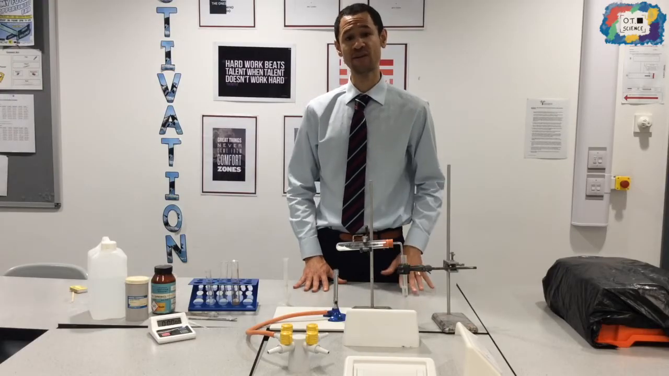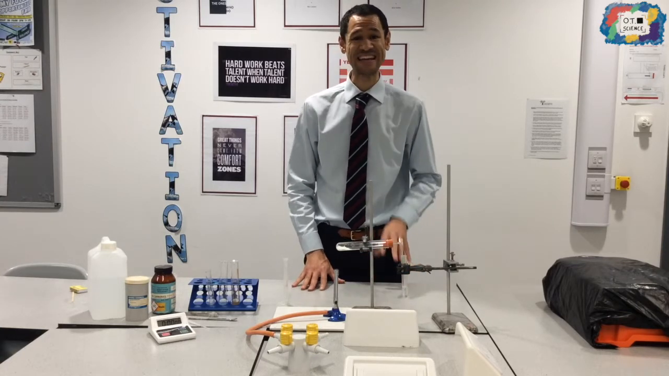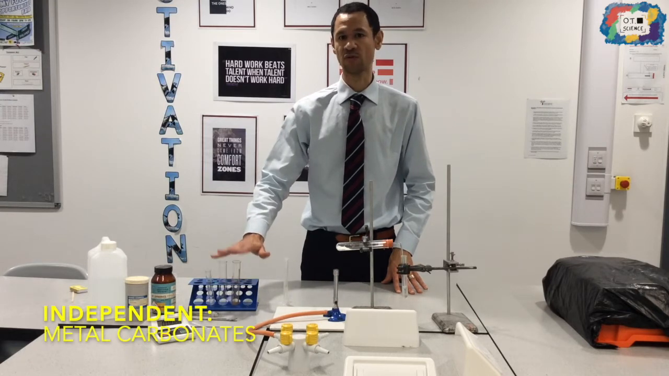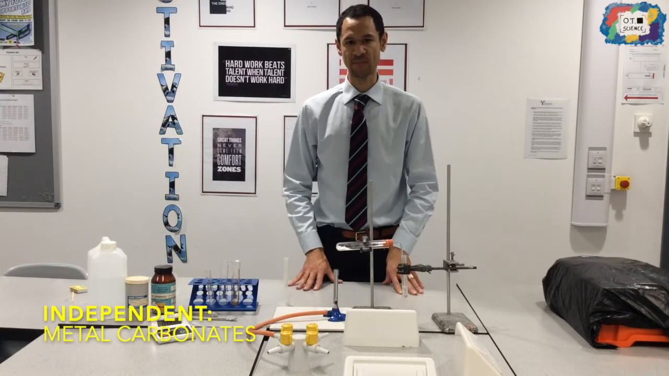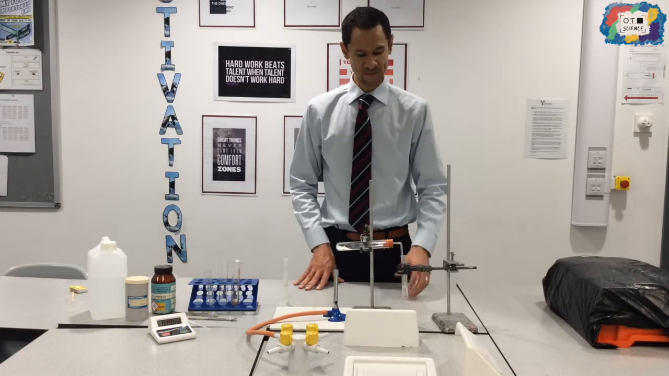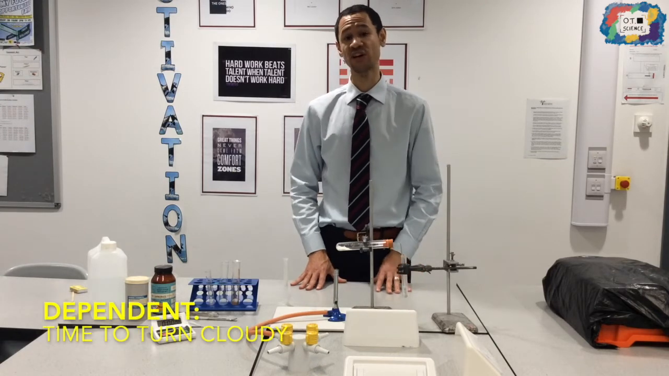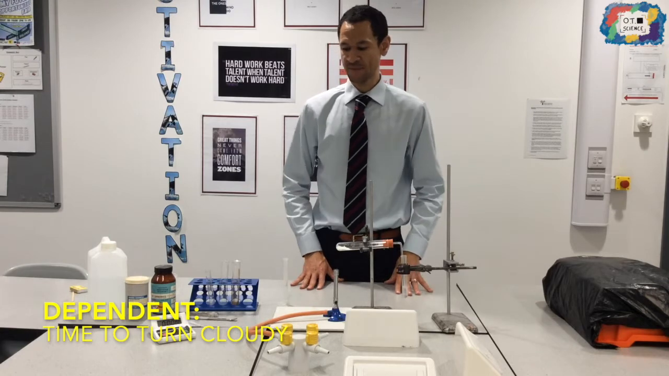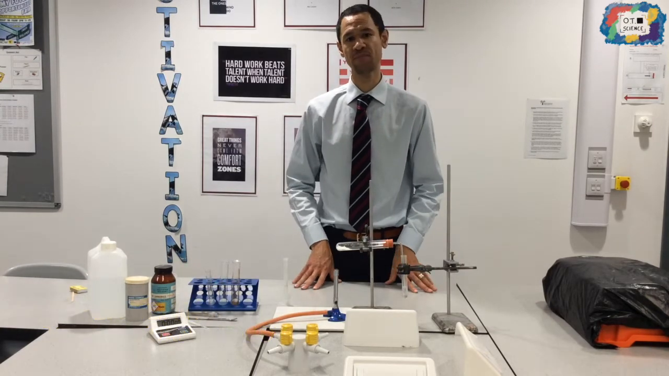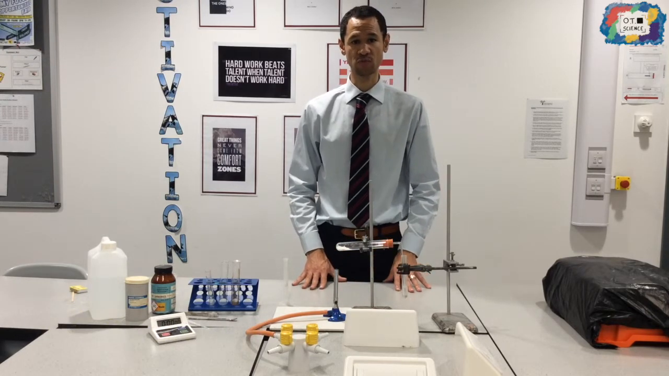Let's talk about the variables in this practical. The variable that I'm changing is the independent variable, and that is the metal carbonate. So I've got 3 metal carbonates as my independent variable. Dependent variable, which is the thing that we observe or we measure, that is going to be the rate or the speed that the lime water turns from clear to cloudy, and I can use my stop clock to time that reaction. Control variables, these are things that we do in order to make this experiment as accurate as possible.